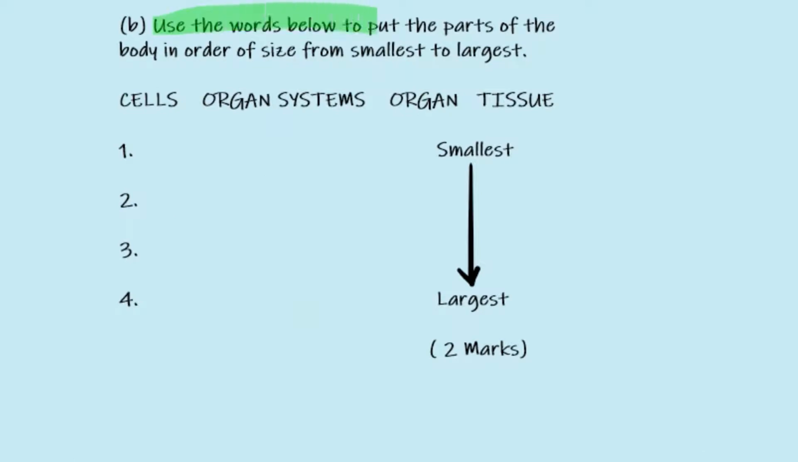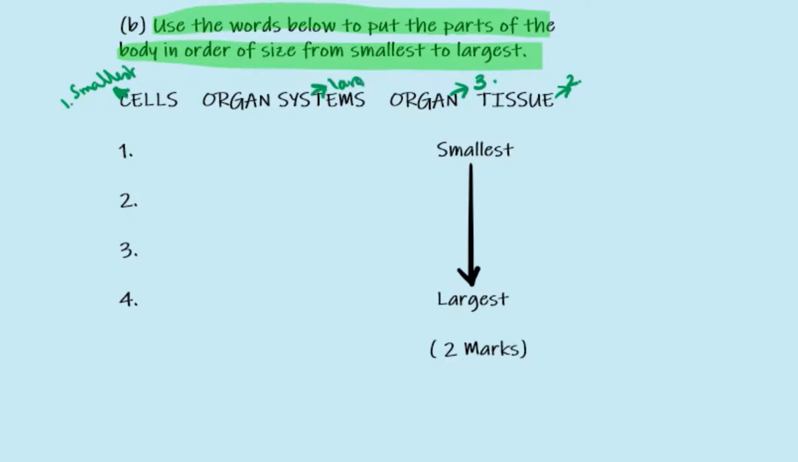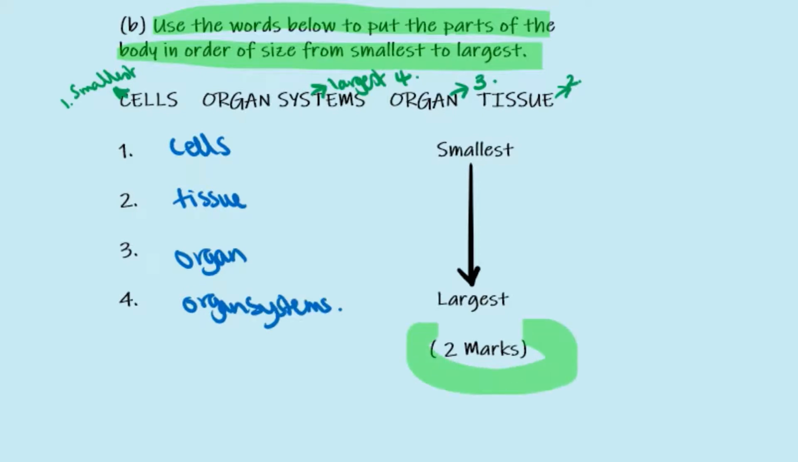Part B, use the words below to put the parts of the body in order of size from smallest to largest. Cells is the smallest unit of life. Cells come together to make tissues, so this would be second in line. Different tissues come together, this would be number 3, and the organ systems are the largest from this list here. So our smallest is the cells, then comes tissues, then comes the organs, and lastly the organ systems. This question's worth 2 marks.